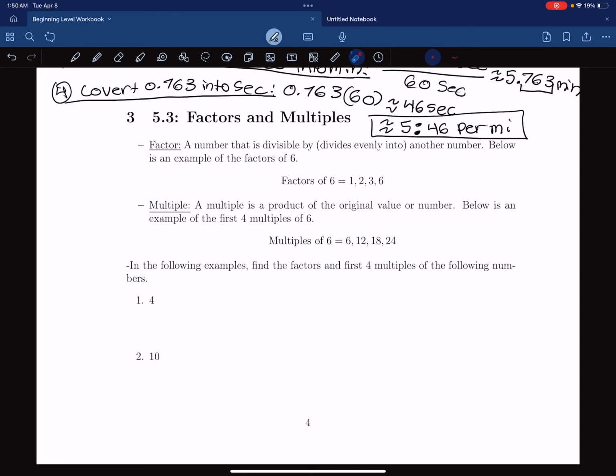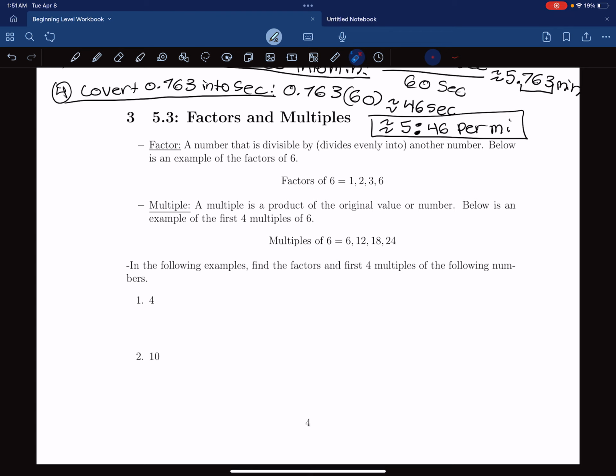Welcome to the third lecture of Unit 5. In this video, we are going to be going over something called factors and multiples. So let's first talk about what a factor and multiple even is.